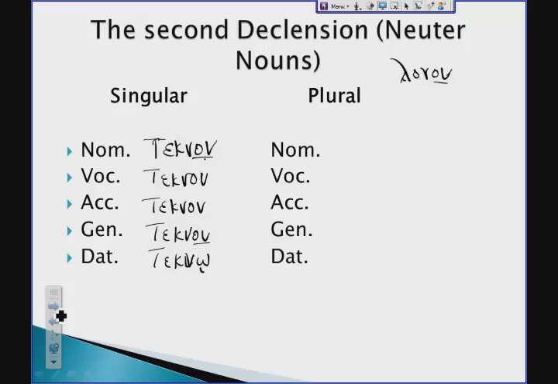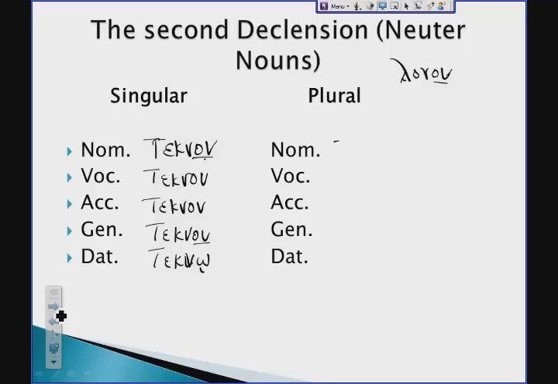What are you realizing here? The logos and the teknon only differ in the nominative, vocative, and accusative. Because they belong to the same declension. It's the nouns of the second declension. They only differ here in gender. Okay? So the nominative, vocative, and accusative all look the same. But then the context, the meaning in the sentence, will tell you whether I am a subject or vocative, subject or accusative. Okay?